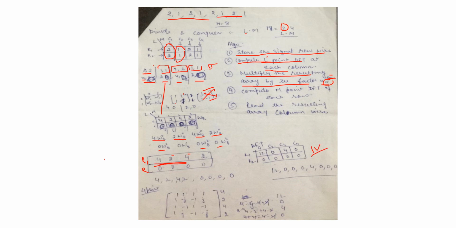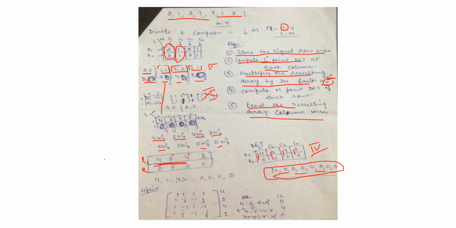Okay, now read step 5. Read the resulting array in column wise. Whatever array you have formed, you have to read it column wise. It means you have to write 12 0, then column 2 0 0, then column 3 4 0, then 0 0. Means 12 0, the first column elements are complete. Column 2 is 0 0, column 3 is 4 0, and column 4 is 0 0. So this is your answer.